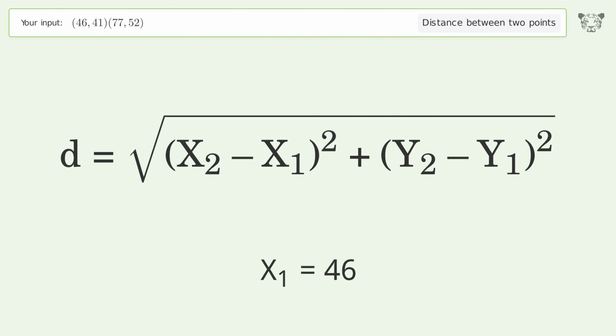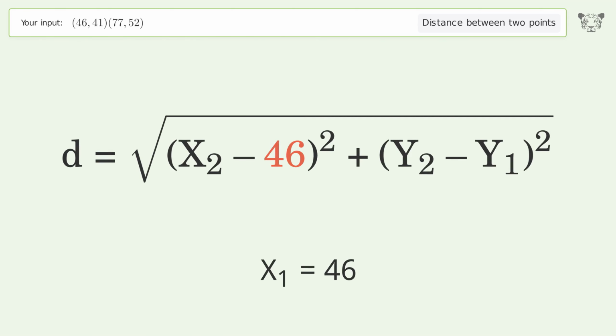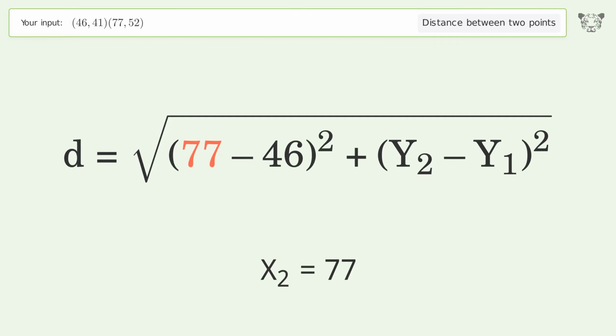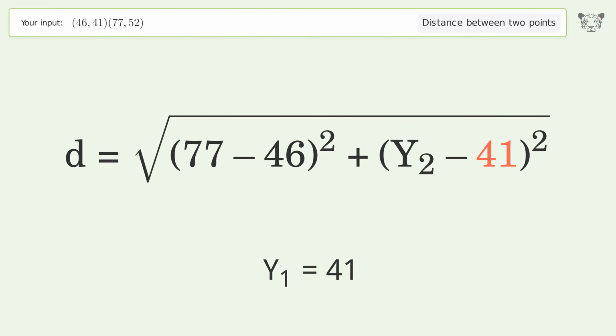x1 equals 46. x2 equals 77. y1 equals 41. y2 equals 52.